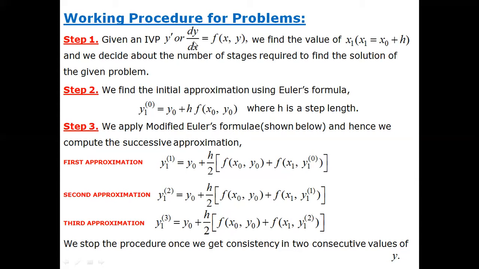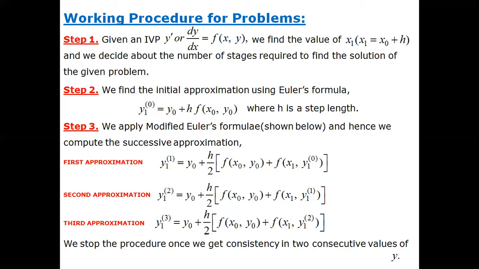So they'll give a DE. We find the value of x1. So x1 is x naught plus h. h is the step length. See why we need this x1. Once you calculate the value of x1, we can decide in how many stages we can find the solution for a problem. Because in modified Euler's method, some problems will be solved in one stage and some problems will be solved in multiple stages.